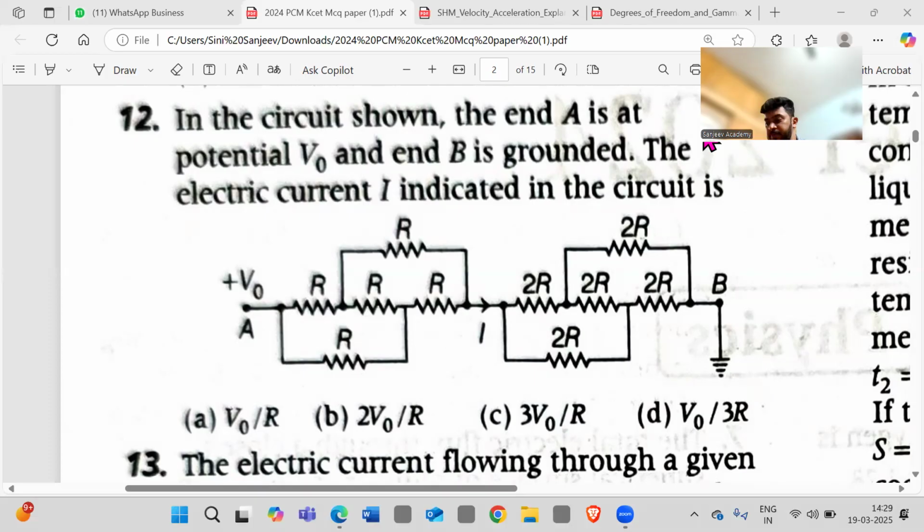Question number 12. Okay, Nikhil. Yes. Those who know it, kindly send me the answer on WhatsApp. Pranav is a little confused. Okay, let me see. See, guys, everything is simple circuits only. Let me just draw it for you. Then it will be very, very easy.